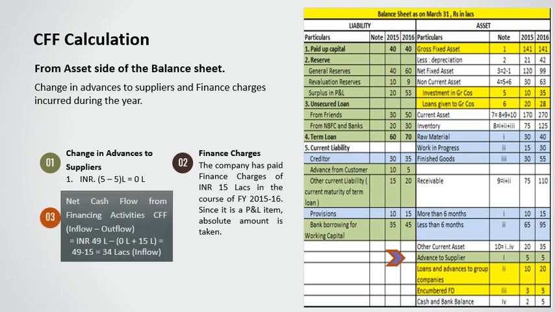The net cash flow from financing activities, CFF, calculated by inflow minus outflow, equals rupees 49 lakhs minus 0 lakhs plus 15 lakhs, equals rupees 49 lakhs minus rupees 15 lakhs, equals rupees 34 lakhs. The business has a net inflow of cash flow from financing. Click on the cash inflow button to see the detailed calculation.